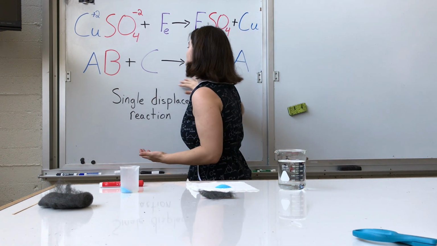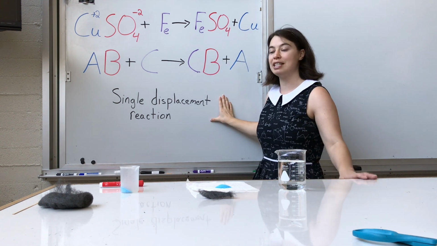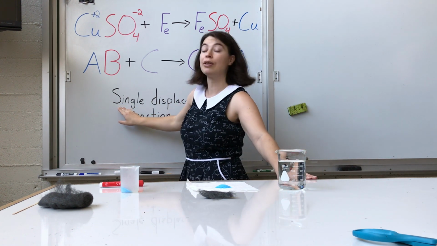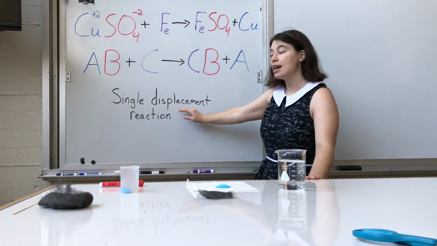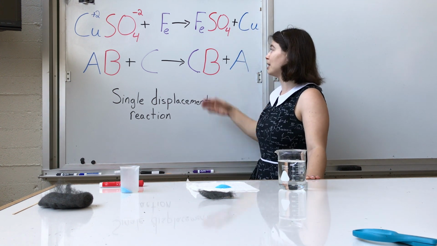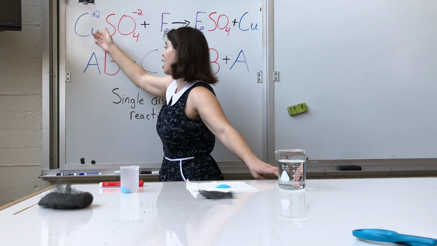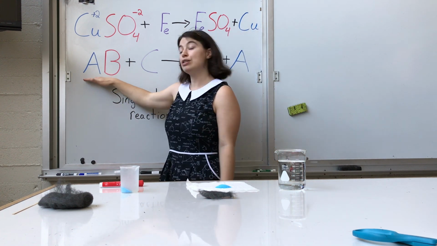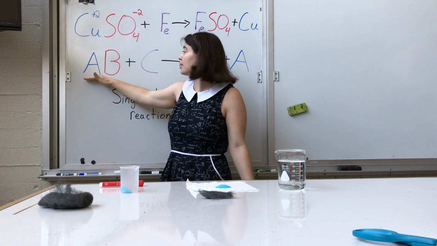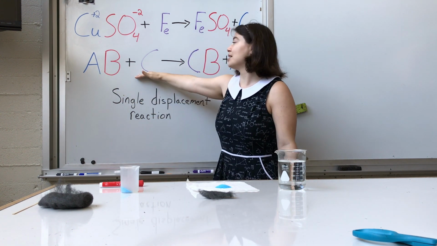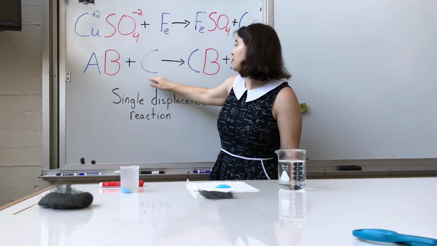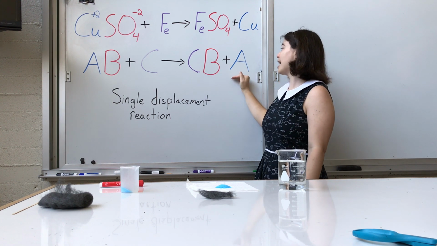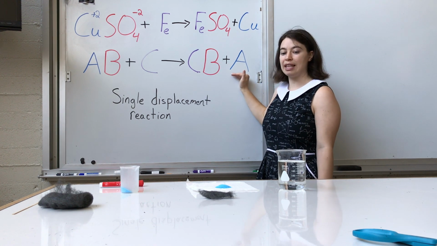The generic form of this kind of reaction, this is called a single displacement reaction. It's called a single displacement reaction because one single thing gets displaced, and it is a chemical reaction. So in this example, it is iron that is displacing copper. The sort of generic form of this chemical reaction is AB, so some sort of ionic compound, plus C, some sort of thing that's by itself, becomes CB, a new ionic compound, plus A. So we're going to end up with a different thing lonely at the end of this.